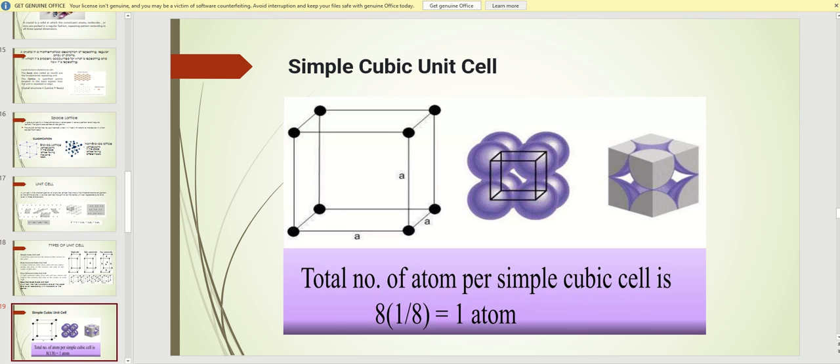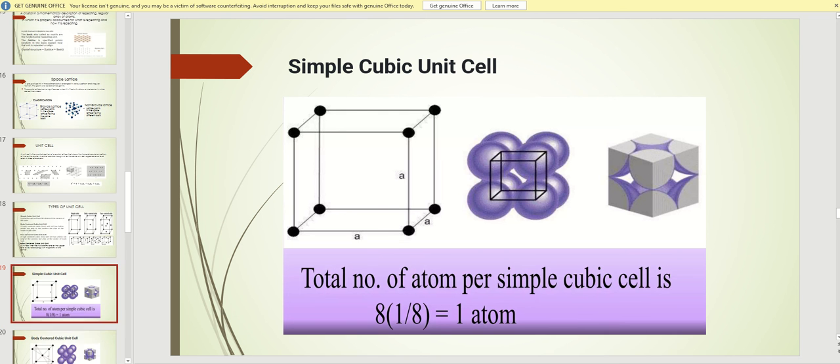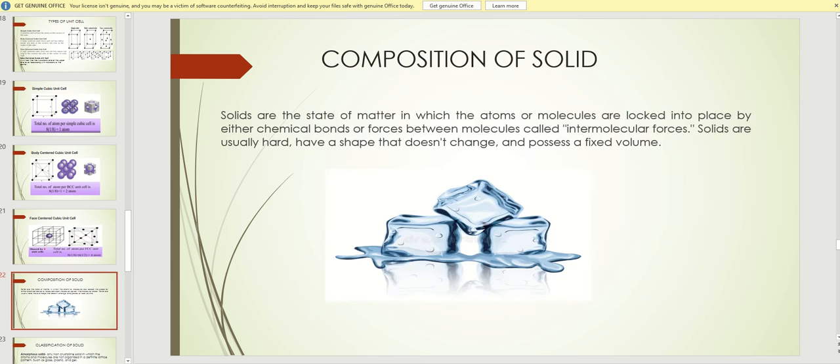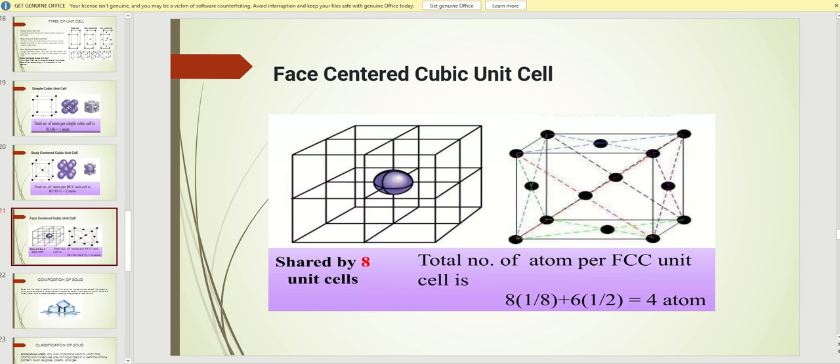Simple cubic unit cell is equal to 8 times 1/8 equals 1 atom. So, body-centered cubic unit cell: 8 times 1/8 plus the center atom, plus 1, equals 2 atoms. Face-centered cubic unit cell: 8 times 1/8 plus 6 times 1/2 equals 4 atoms.